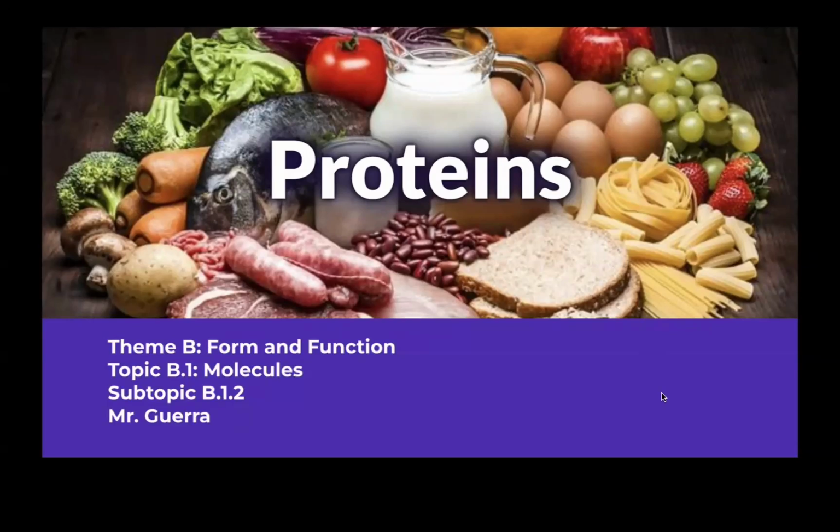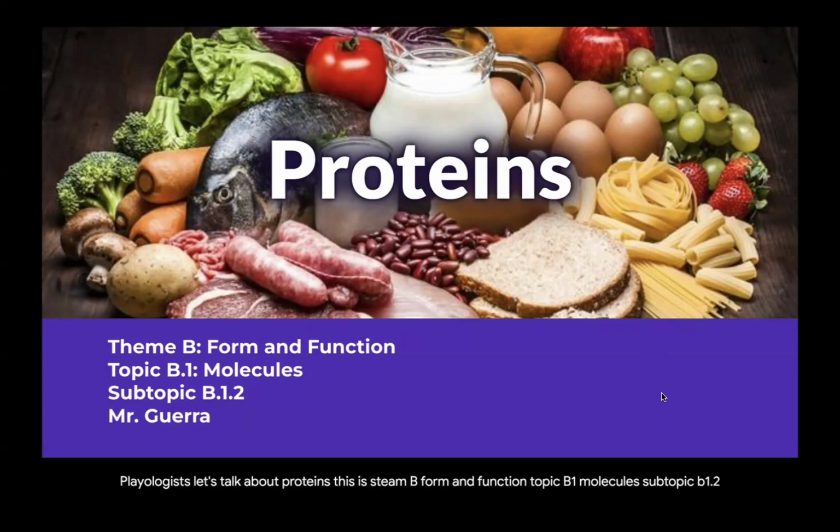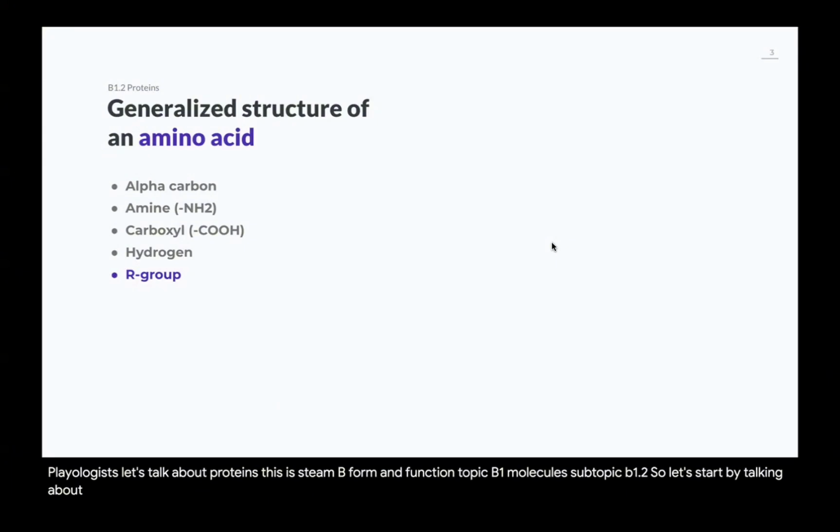All right, biologists, let's talk about proteins. This is Theme B, form and function, topic B1 molecules, subtopic B.1.2. So let's start by talking about the generalized structure of an amino acid.